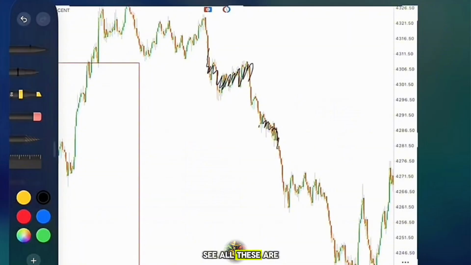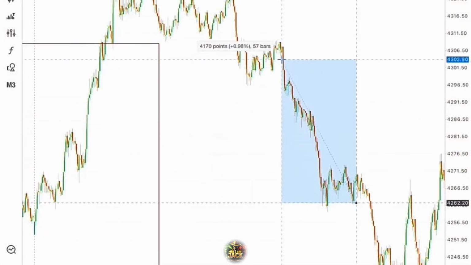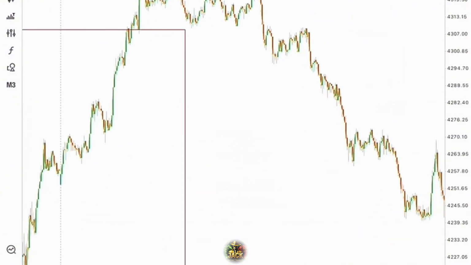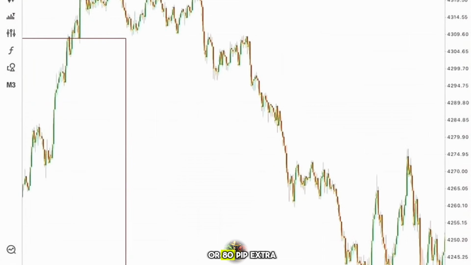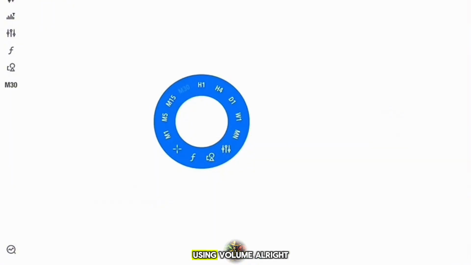See, all these are compressions, right? So once you see this thing breaks, you can already enter here. And if you enter there, let me see how many pips. 450 pips. That's I think 100 pips extra or 80 pips extra. So this is how you identify the structure of the market using volume.